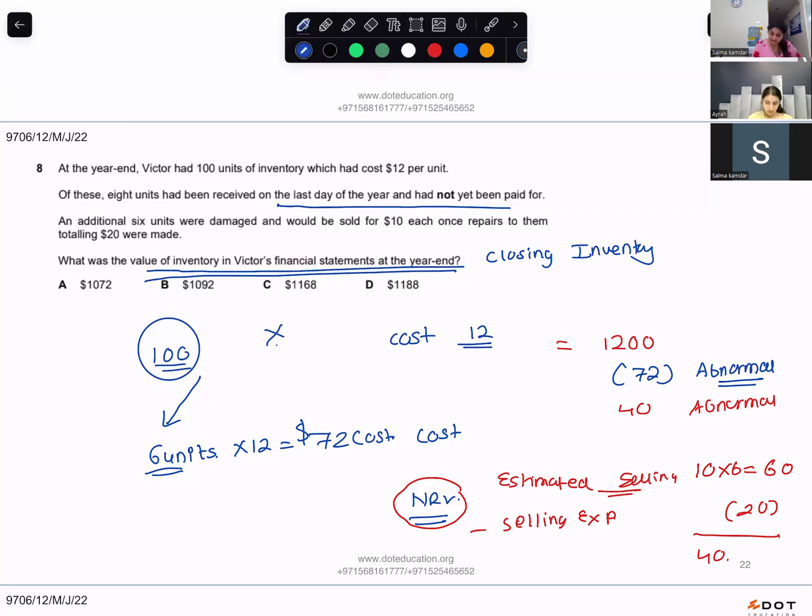Are you sure? So what is the value of inventory on your end? 1200 minus 72 plus 40. 1168. Option C. Okay, fine.